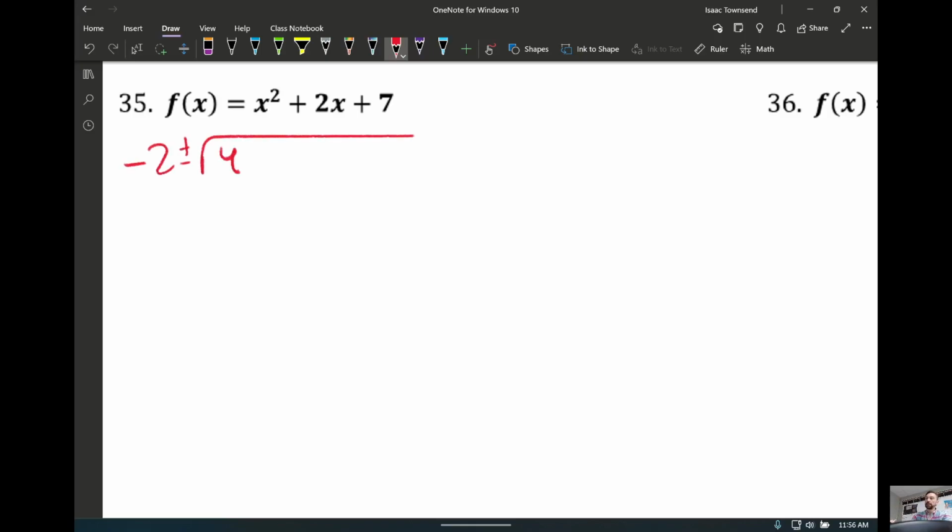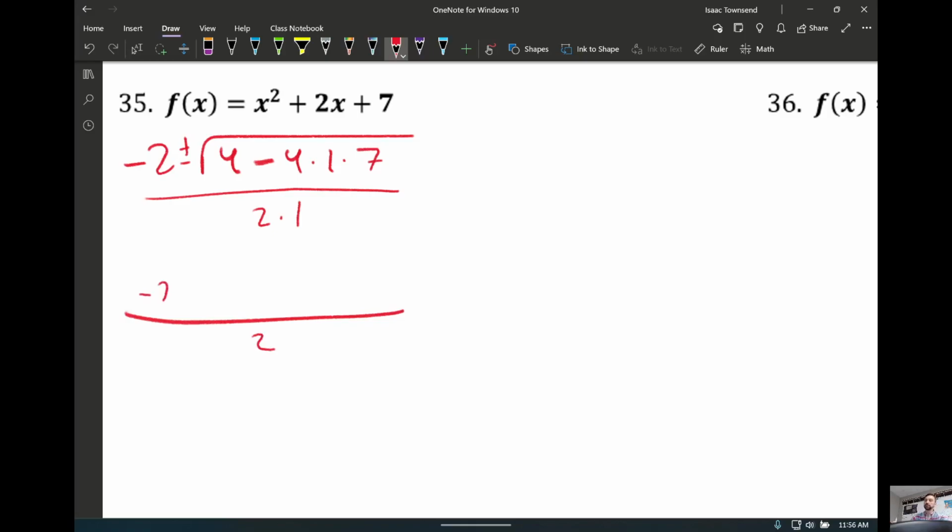Negative b plus or minus the square root of b squared minus 4ac over 2a. Denominator is 2. Discriminant is 4 minus 28, which is negative 24. Again, I'm highlighting that step every time because that's where most of the mistakes are going to happen for you. So that's where you need to put more focus. Now it looks like the last question. Obviously you can bring out the negative as an i, and I would recommend you do that before you forget about it.